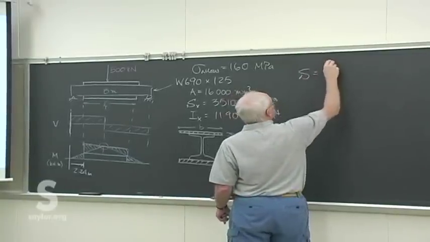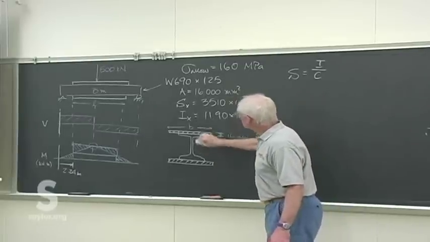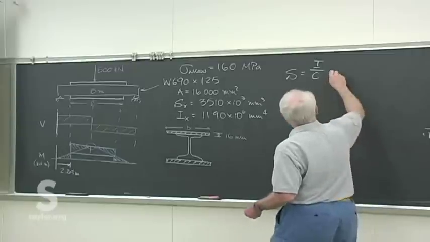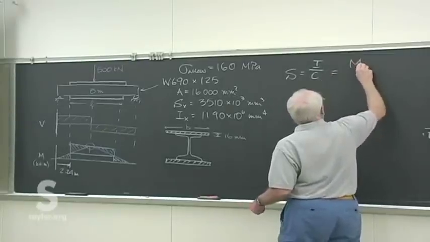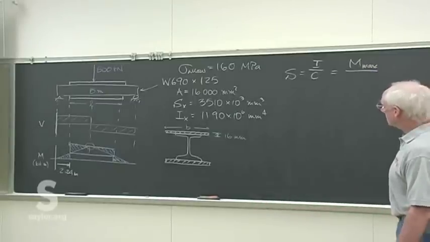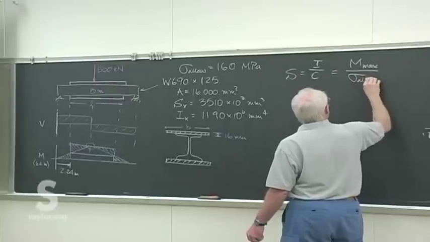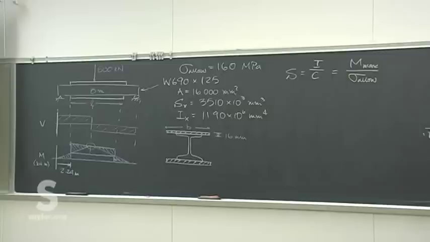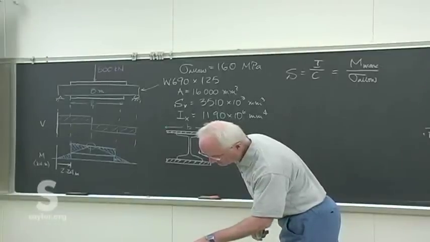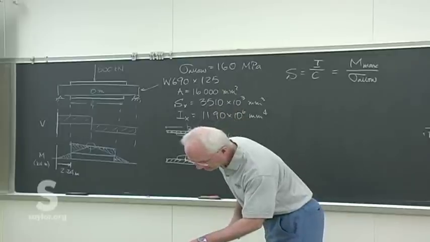To do that, remember that the section modulus is I over C. C is increased now because of the extra plate, but so is I, so we need to figure out what those are. And this has got to be such that it handles the maximum moment expected right in the center of the beam, that 1,000, divided by the allowable stress of this particular steel. So we can put all those pieces in. Remember that C increases by 16 millimeters.